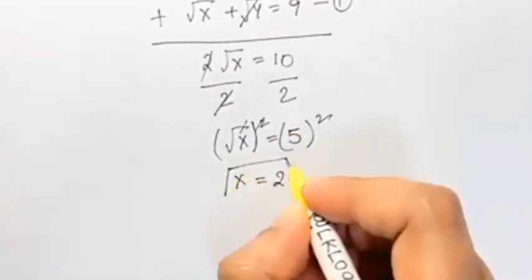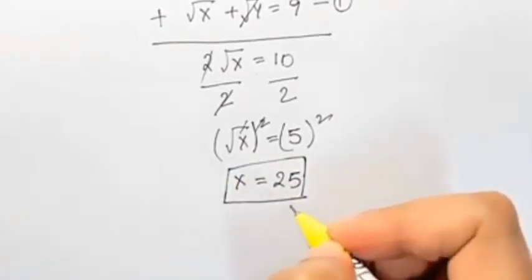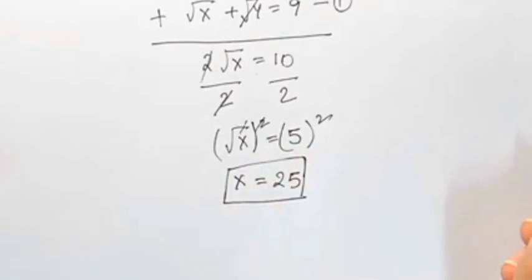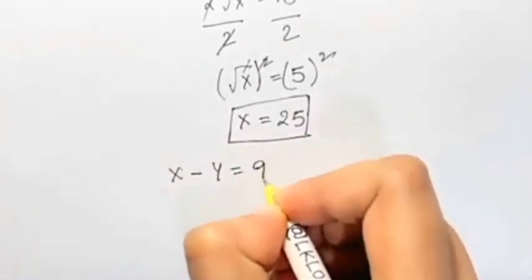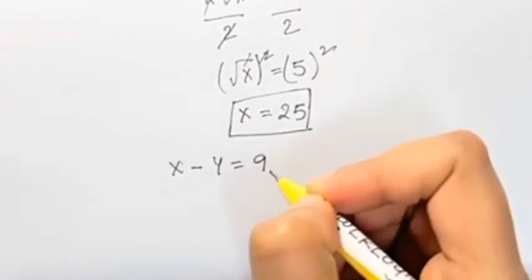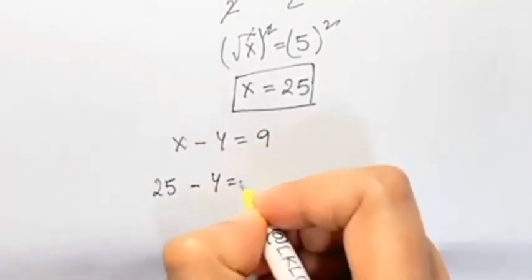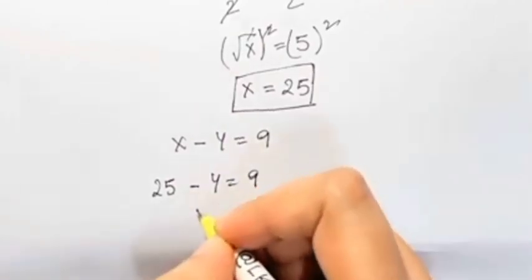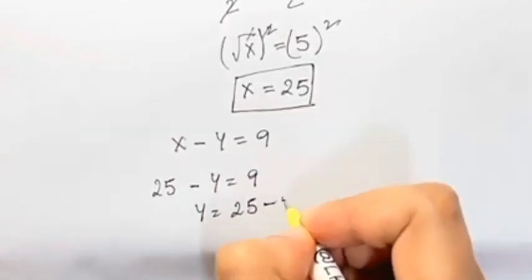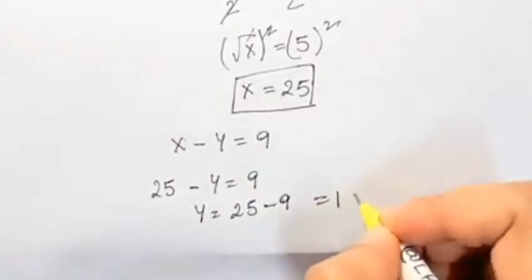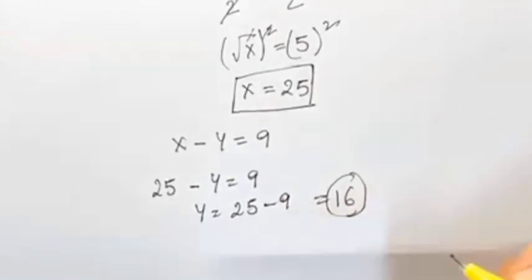So I got the value of x. Now finding the value of y is super easy. Let's just substitute in the equation back. x minus y is equal to 9. Let's put it back in this. So we have x as 25, 25 minus y is equal to 9. So y is equal to 25 minus 9, which is equal to 16. So we've got the value of y as well.